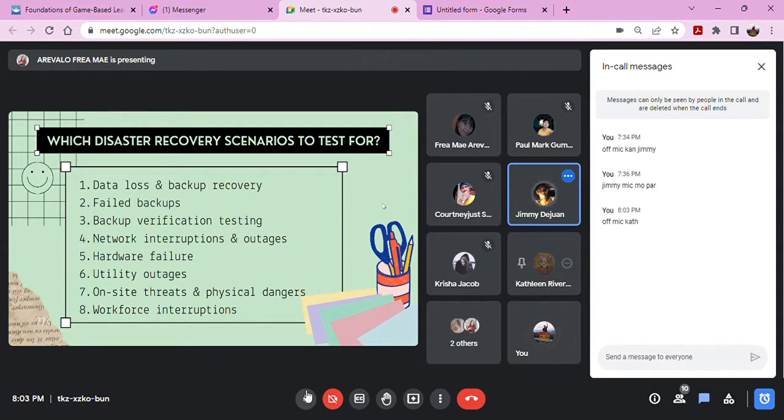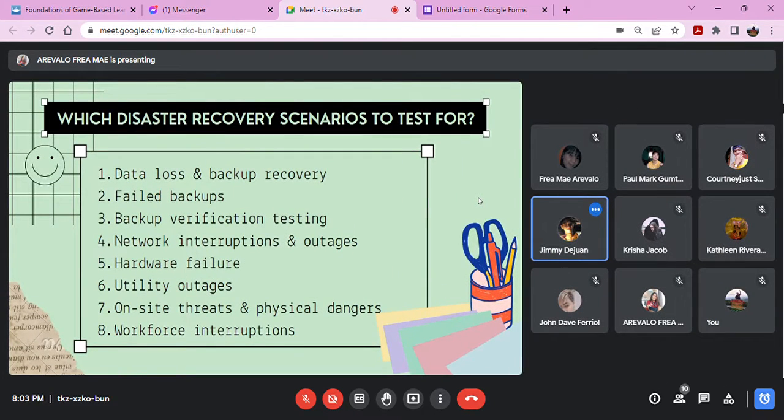Sige. Number 5, hardware failure. Yun na nga yung kunwari biglang nag-shutdown yung PC or laptop na ginagamit mo or corrupted. Number 6, utility outages. Yung kulang ka sa utilities na ginagamit. Number 7, on-site threats and physical danger. Like kunwari, stealer, yung mga magnanakaw, yung mga pwede din namang environmental threats kasi yung sa earthquake, ganun, typhoons.